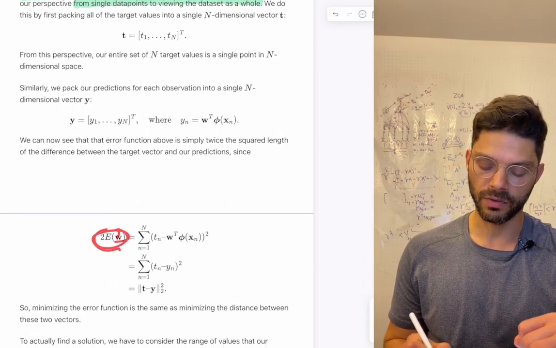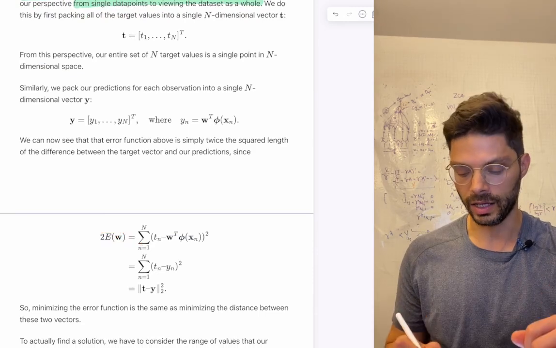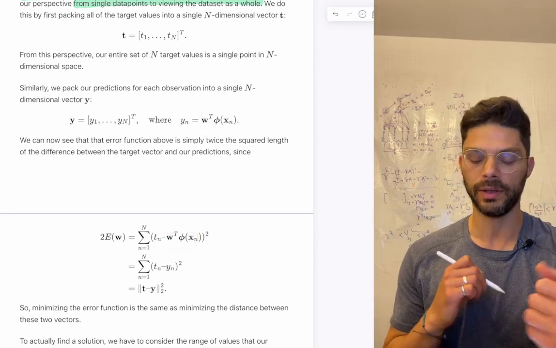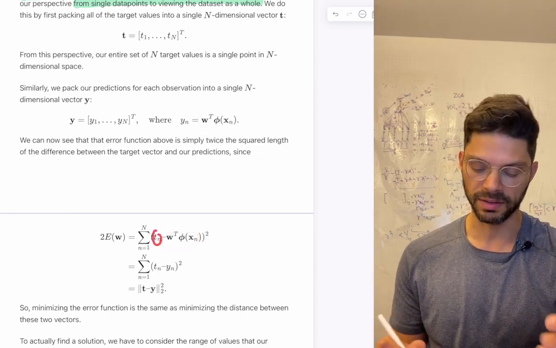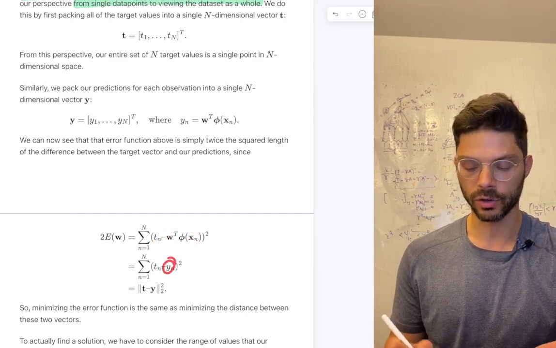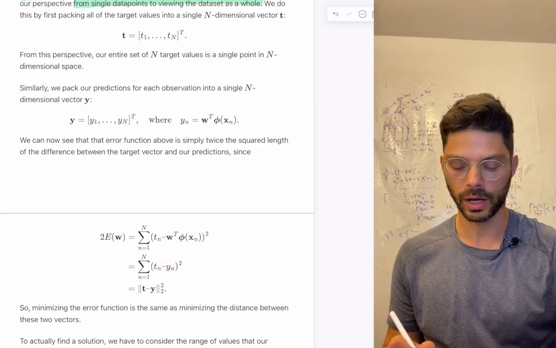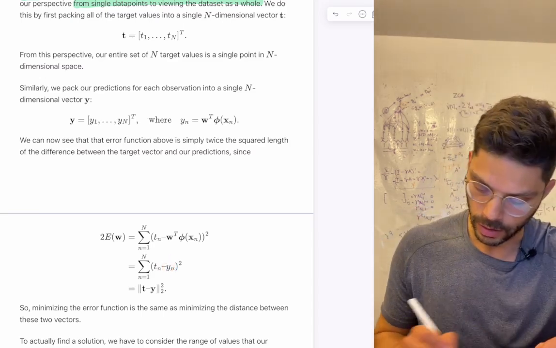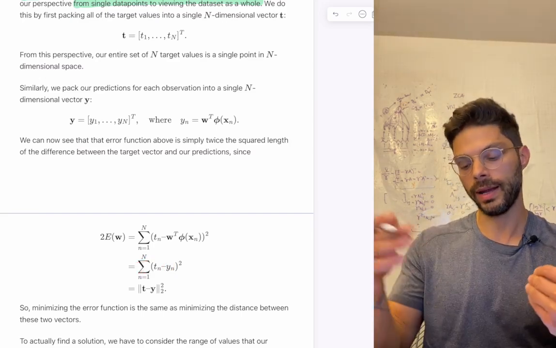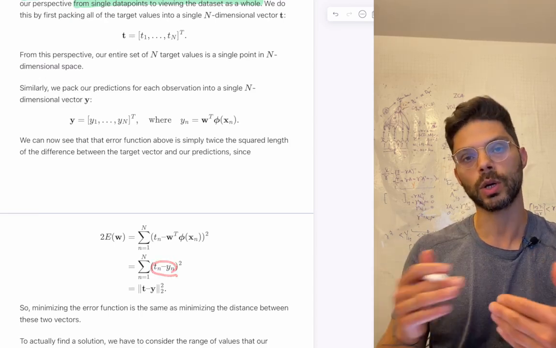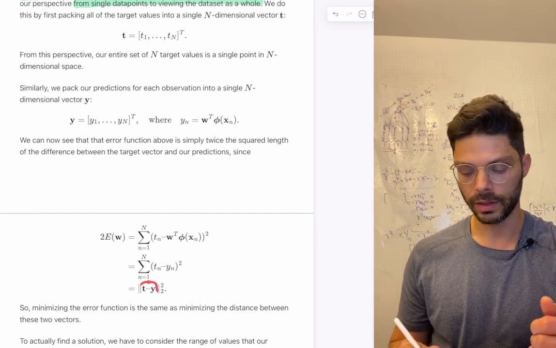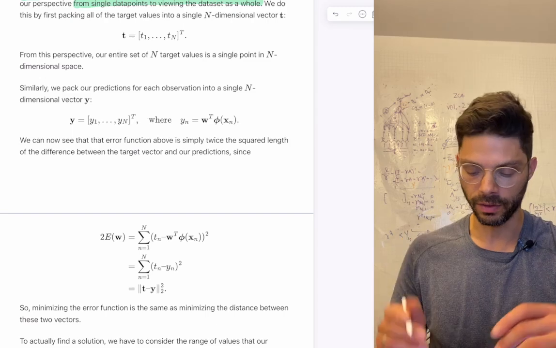So twice this error function is the sum on these n elements of t of n minus this thing evaluated on xn. Well, t of n just states that it's as it does, but this weight projection is actually the nth element of our projection, right? When I've written this exactly. So now we've got this sum happening over n elements of a difference between coordinates. And what's that? Well, that's just the length of the vector whose elements are those differences.